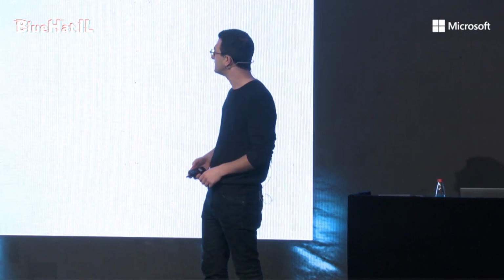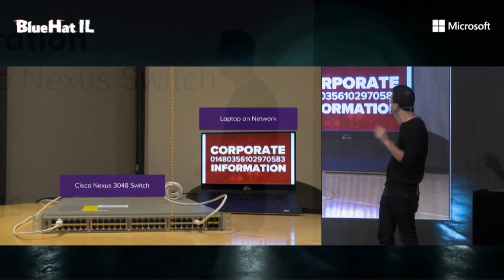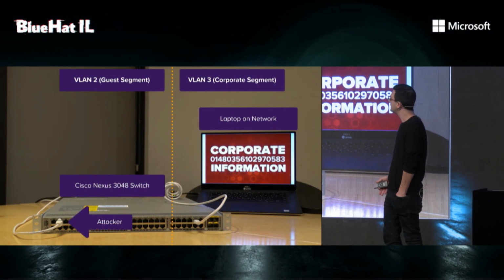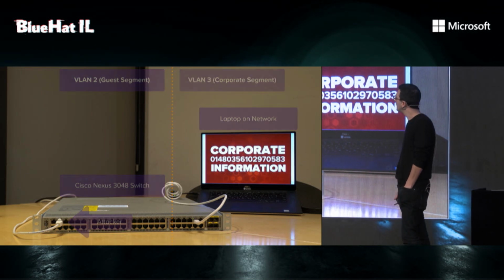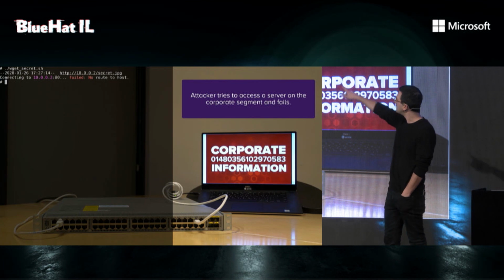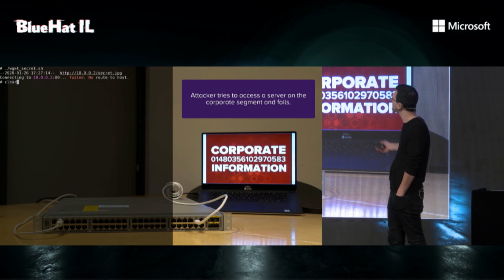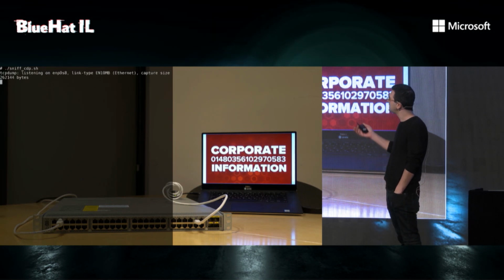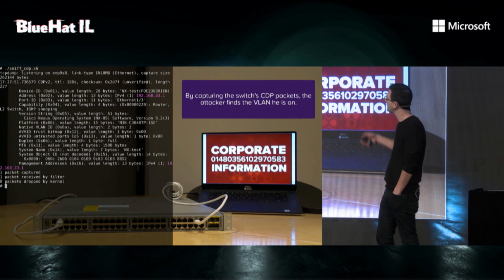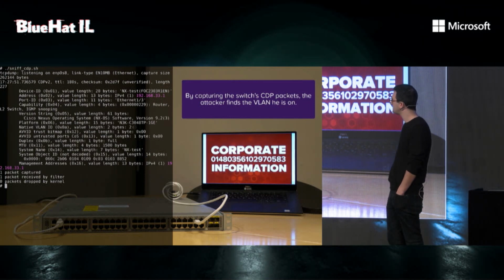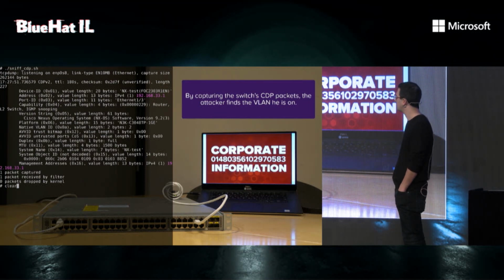Yeah, so let's see what the demo looks like. Corporate laptop on one segment, and then the attacker is connected to another segment. And initially, we can see that the attacker tries to access the corporate laptop, but as I said, they're segmented, and he can't. He uses CDP just to find whatever port he's in and the VLAN number that he's in. He's going to use that after the attack.